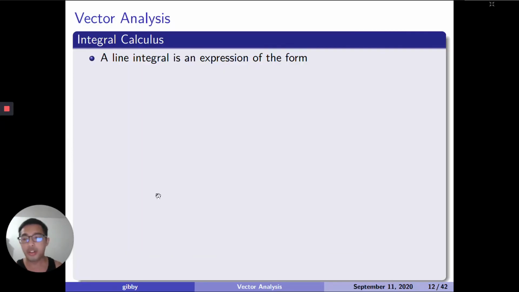Okay, so we are now on chapter 3 of electromagnetism. This is all about integral calculus. We have the line integral, the surface integral, the volume integral, and also we'll be discussing here the Dirac delta function.